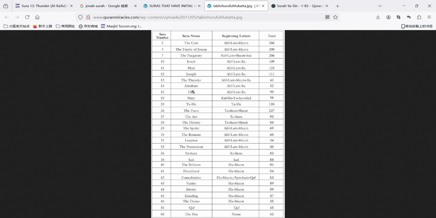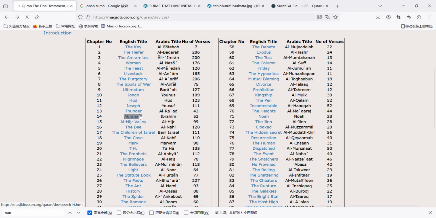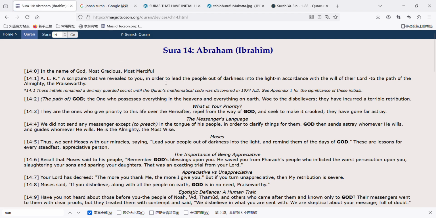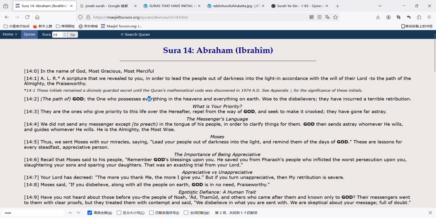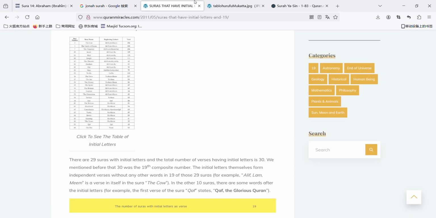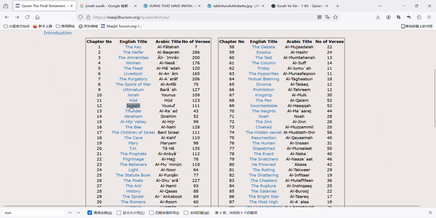And Abraham Surah. So this is a scripture that we reveal to you in order to let people out of darkness. So it doesn't say like it is the truth, but it is letting. So okay, it's slightly related, but this is not like the others. So the theme is changing. So Surah 15, Hijr Surah.